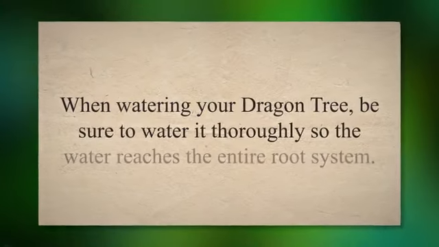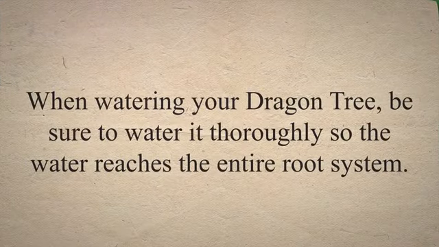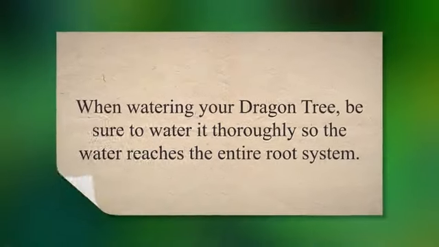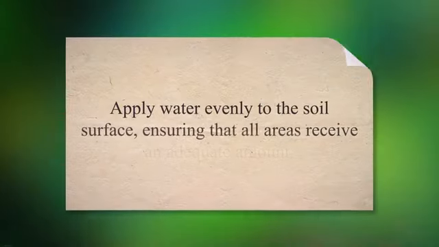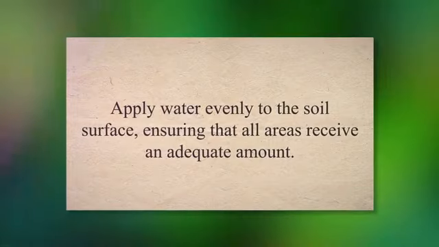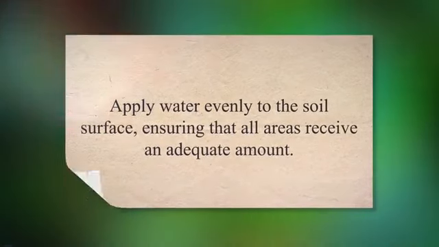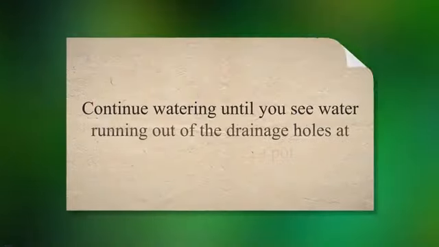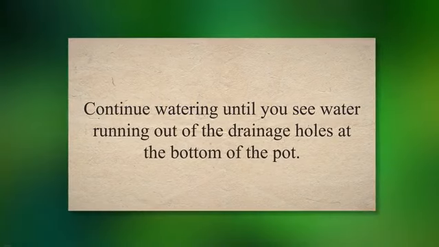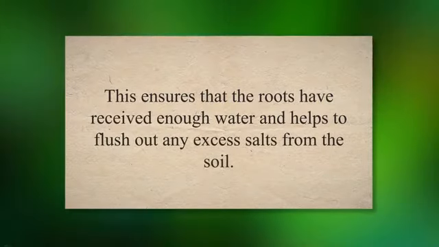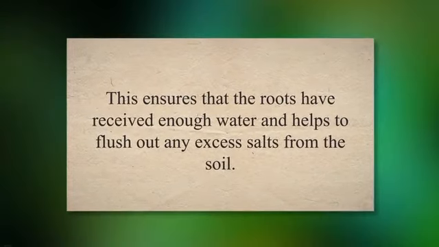When watering your dragon tree, be sure to water it thoroughly so the water reaches the entire root system. Apply water evenly to the soil surface, ensuring that all areas receive an adequate amount. Continue watering until you see water running out of the drainage holes at the bottom of the pot. This ensures that the roots have received enough water and helps to flush out any excess salts from the soil.